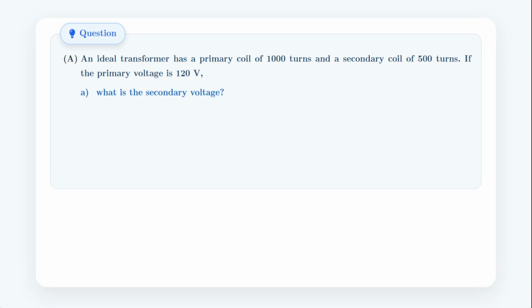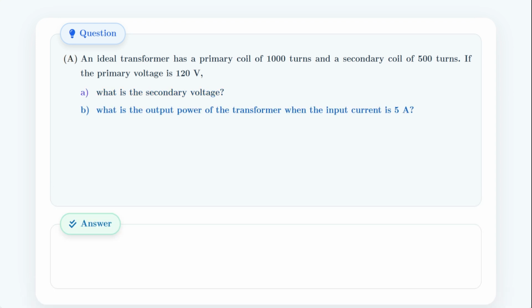Our first sub-question is, what is the secondary voltage? We need to find the value of Vs. Moving on to sub-question B. What is the output power of the transformer when the input current is 5 amperes? This is a tricky one, so pay close attention.